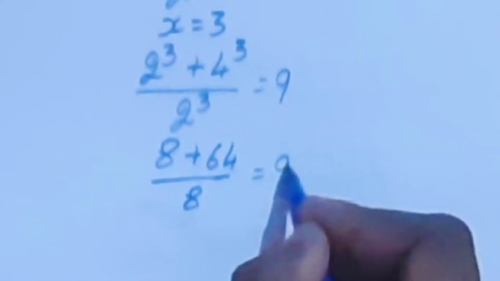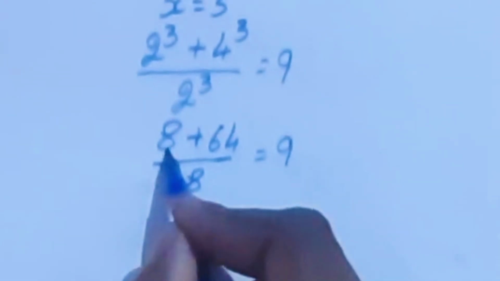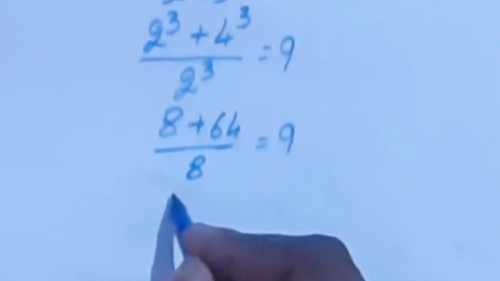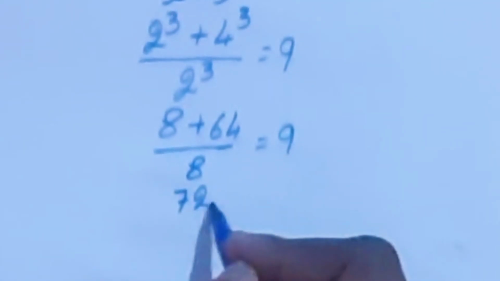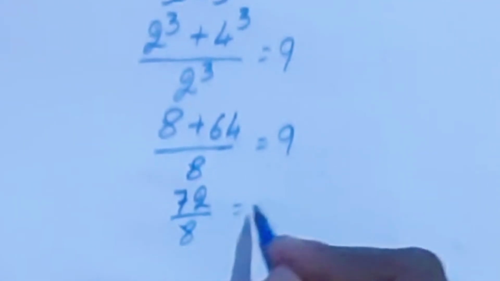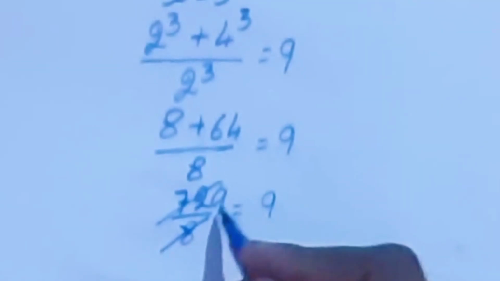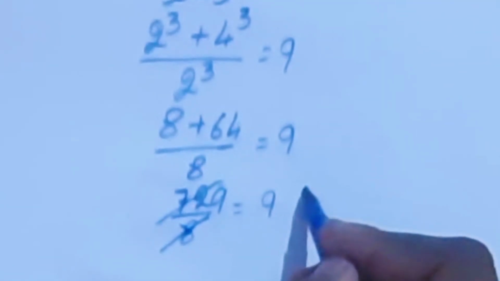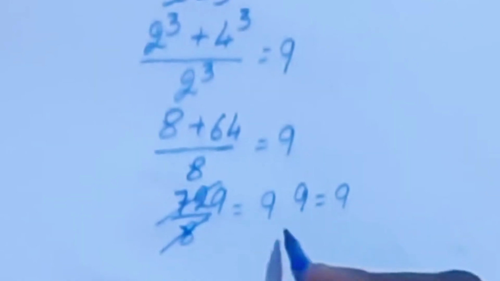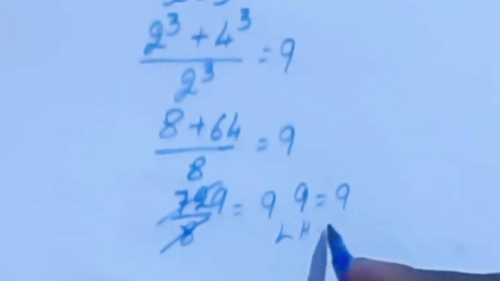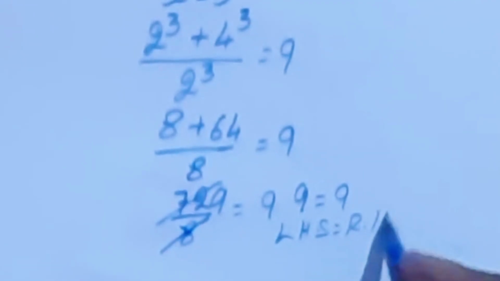8 equal to 9. Here 8 plus 64 is 72 by 8 equal to 9. Now when we simplify here, we'll get 9. So 9 equal to 9. So here LHS equal to RHS.